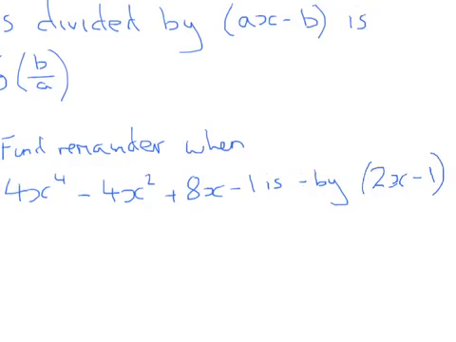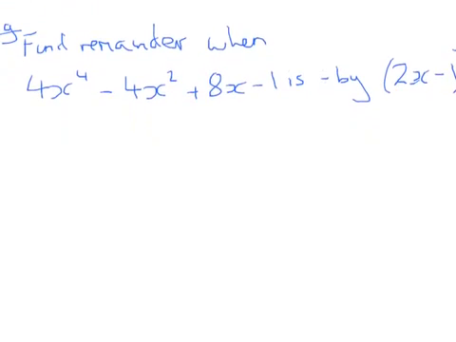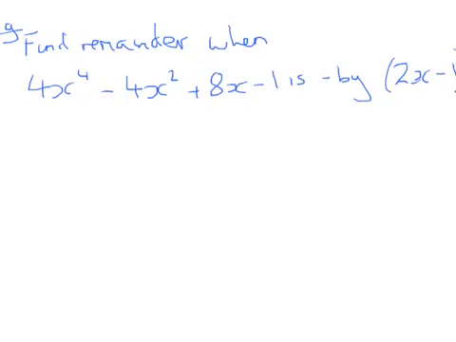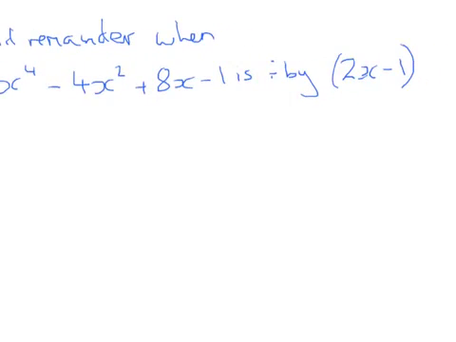Okay, so that's essentially what we're going to do. Find the remainder when 4x to the 4 minus 4x squared plus 8x minus 1 is divided by 2x minus 1. So the first thing we're going to do is look at this 2x minus 1 that I'm going to divide by. To find that remainder I need to find what value of x will make this 0.